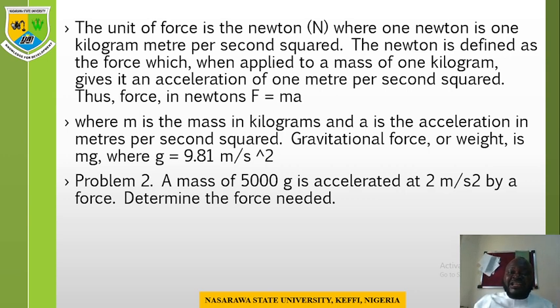Now, by extension, if it is a movement that has to do with vertical movement, in this case on the y-axis, a will now change to g, where we have a constant value of gravitational acceleration, that is equal to 9.81 meter per second square, or approximately 10 meter per second square.